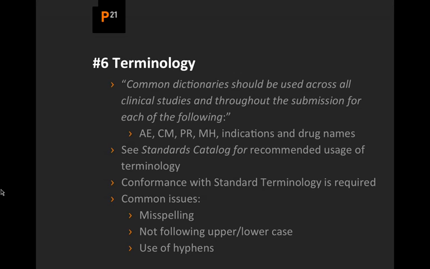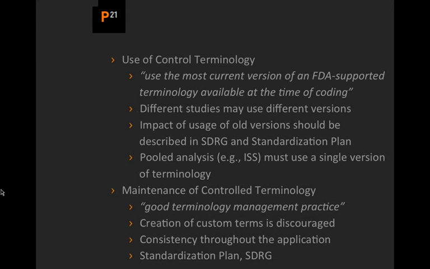Section 5 is dedicated to therapeutic area standards. It is empty now. It's reserved for future comments. Section 6 is terminology. Common dictionaries should be used across all clinical studies and throughout the submission for each of the following: adverse events, concomitant medication, procedures, medical history, indications, and study drug names. Please see the standards catalog for recommended usage of terminology.